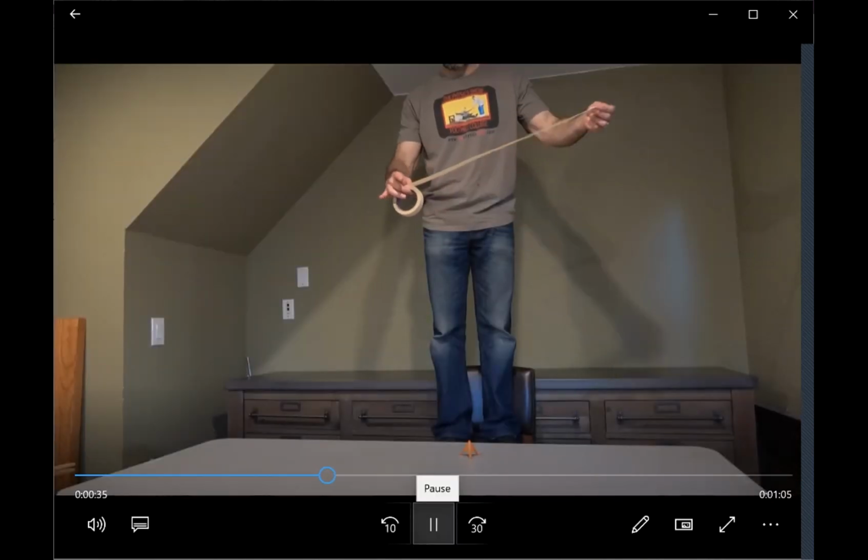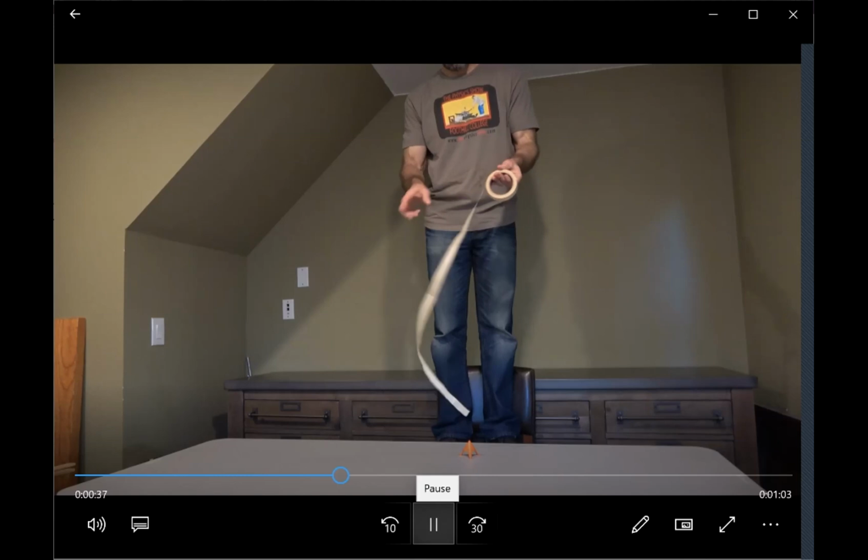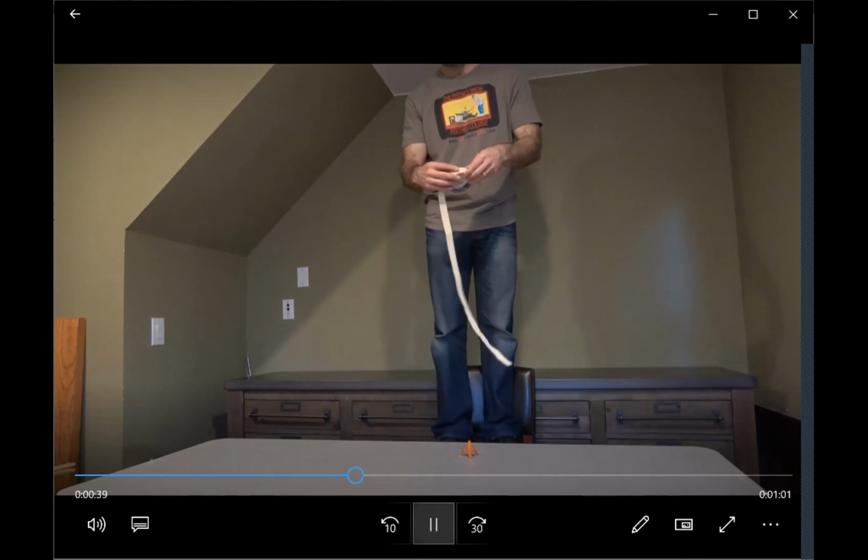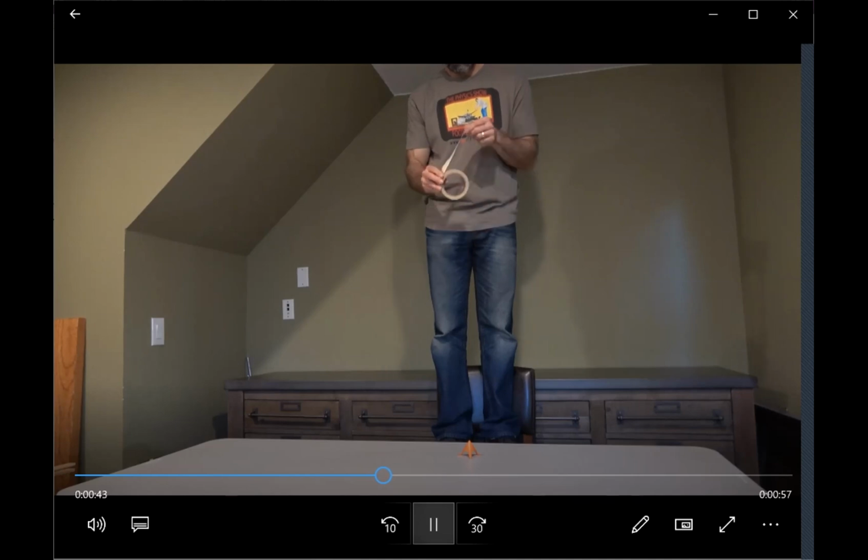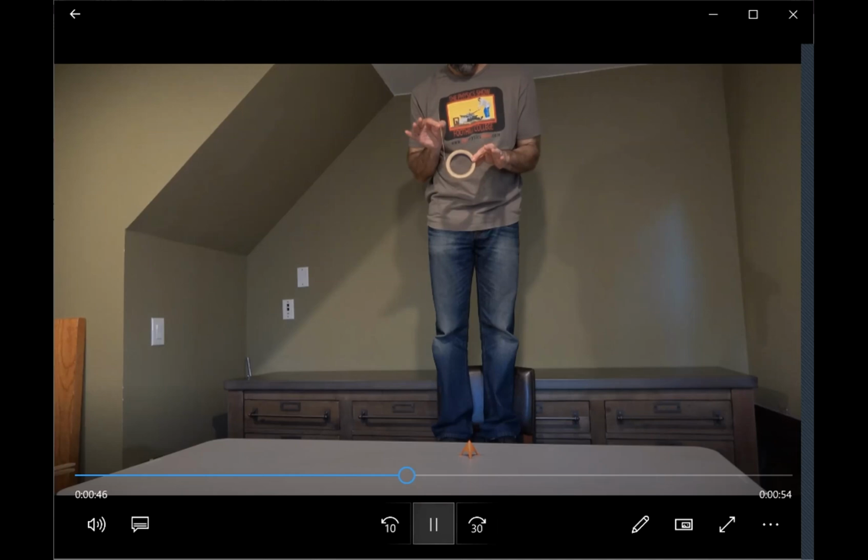This is my other hoop. The only difference between the two is that this one has a ribbon wrapped around the outside. If this hoop is released when that ribbon is attached to the ceiling, or in this case my hand, where will it hit the table? Will it land directly below the release point, or will it swing off to the left or right? Pause the video and make a prediction.